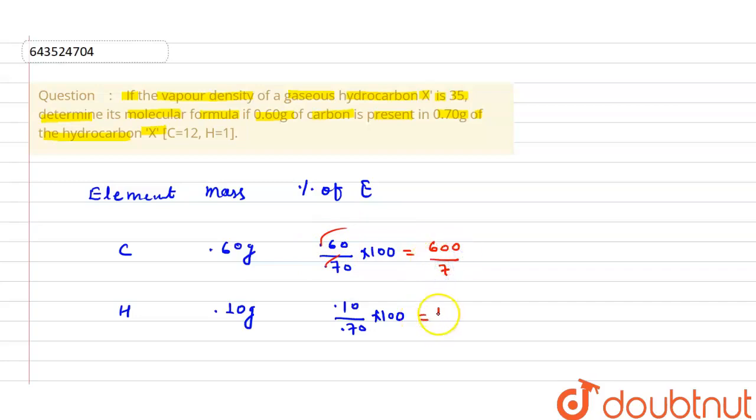And this will be how much? So this will be 100, means point will be removed, 0 will get cancelled out. So after that what will happen? 100 by 7 will be left. So this is a percentage.